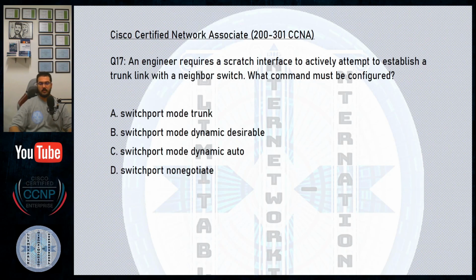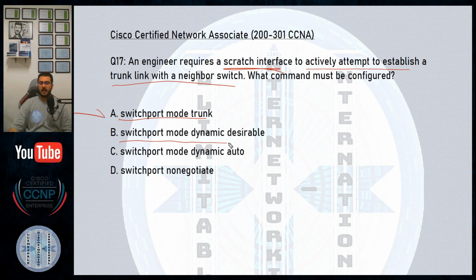Okay, question number 17. An engineer requires a scratch interface. By scratch interface, I mean a new, fresh, default interface that has no config, so that I can actively attempt to establish a trunk link with a neighbor switch. So I have a port in my switch, and that port is scratch, with no configuration at all. I need a single command to establish the negotiations of making a trunk link with the other side. Switch port mode trunk works. We did that in this chapter, in the CCNA course, in multiple labs, and it worked.